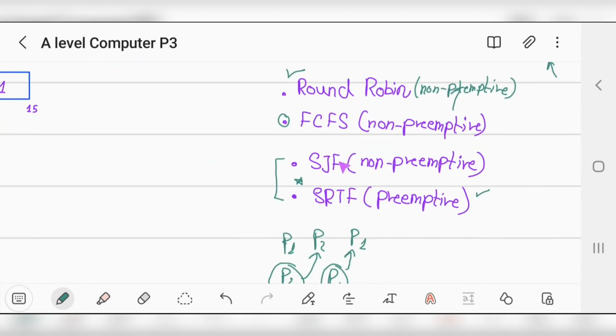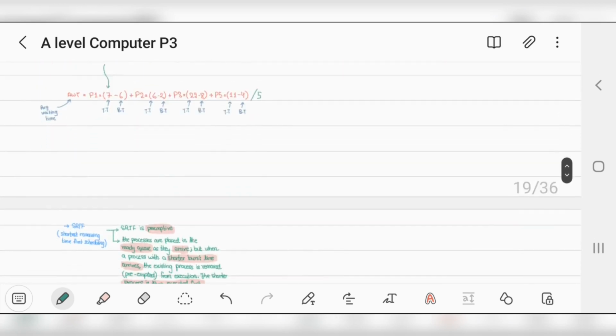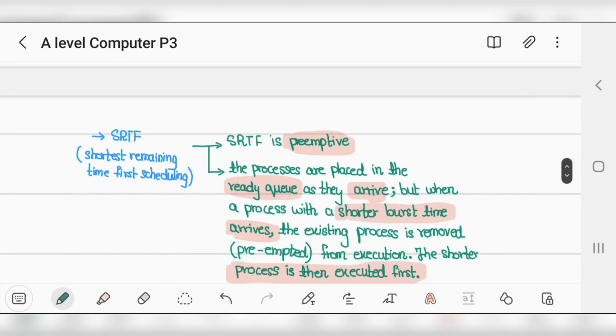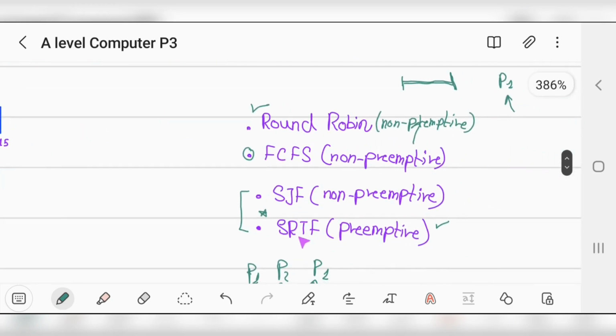SJF is non-preemptive, and it focuses on the least burst time. This one is also focusing on the least burst time. SRTF, shortest remaining time first scheduling. Both of them are the same thing. The only difference is that this one is preemptive and this one is non-preemptive. So these are the 4 scheduling algorithms, and this part 3 is finally completed. The operating system chapter is finally completed.